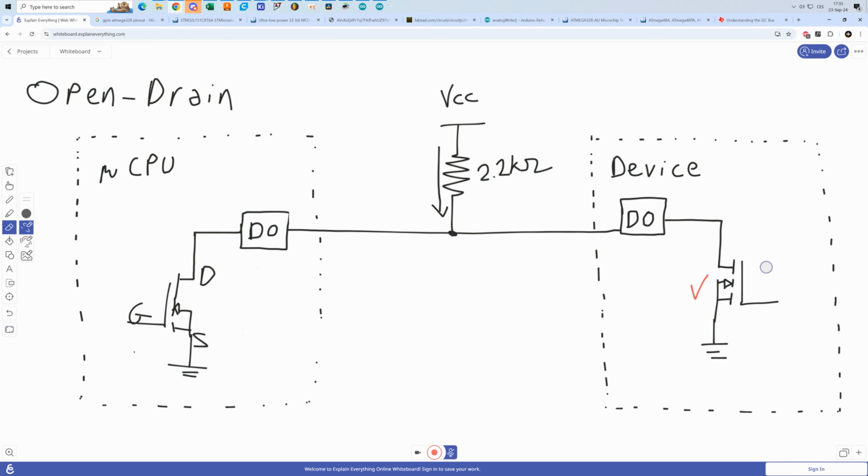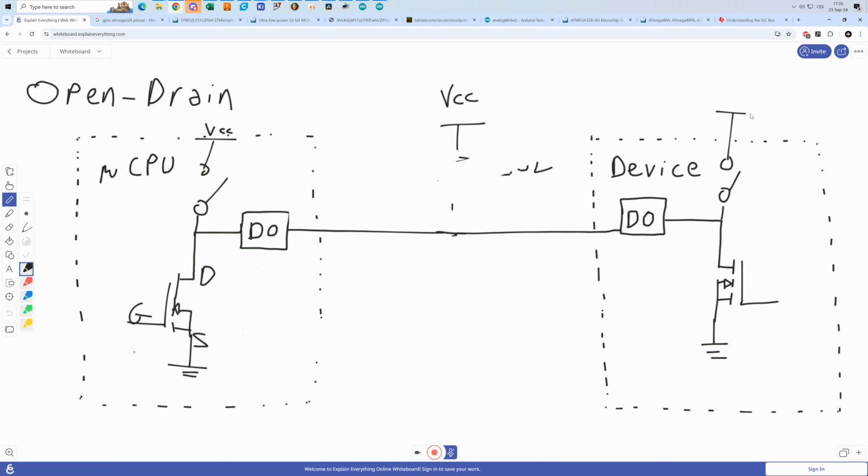Because let's imagine what's going to happen if we use a push-pull. So there would be no pull-up resistor. Let's forget the pull-up resistor for now. And let's just quickly say that there is another transistor here. I will just mark it as a switch. There's the VCC and another transistor here. Again, just a switch, VCC.